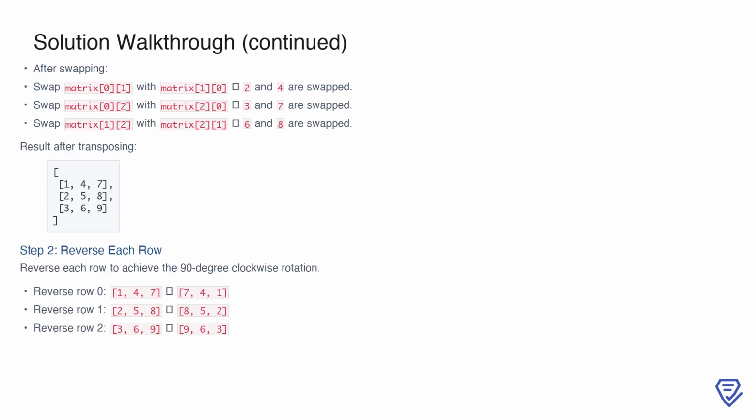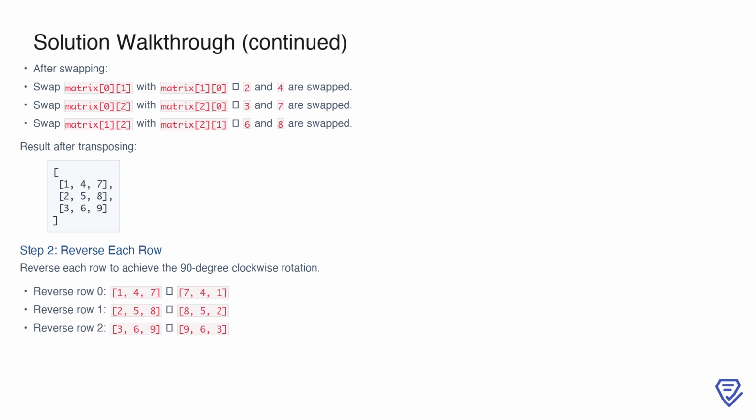After transposing, we begin swapping specific elements. First, matrix[0][1] is swapped with matrix[1][0], which exchanges 2 with 4. Next, matrix[0][2] is swapped with matrix[2][0], swapping 3 with 7. Finally, matrix[1][2] is swapped with matrix[2][1], so 6 and 8 are exchanged. After completing these swaps, the matrix is transposed, and we see the intermediate result.